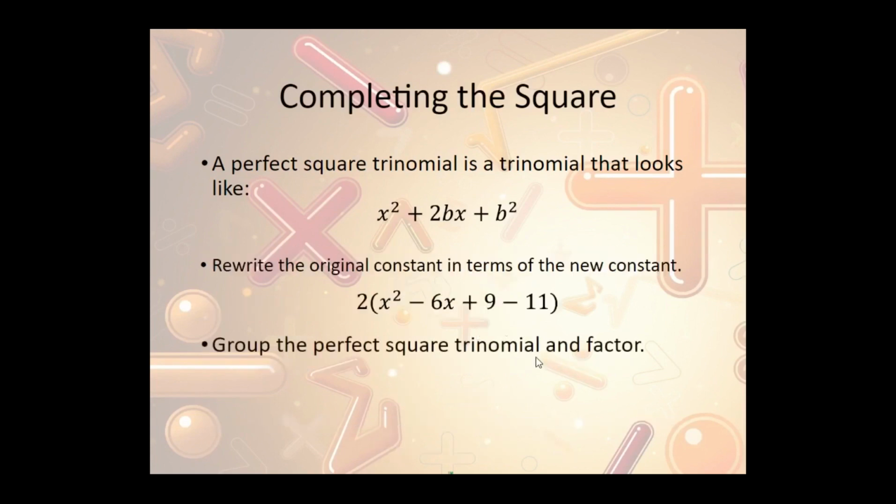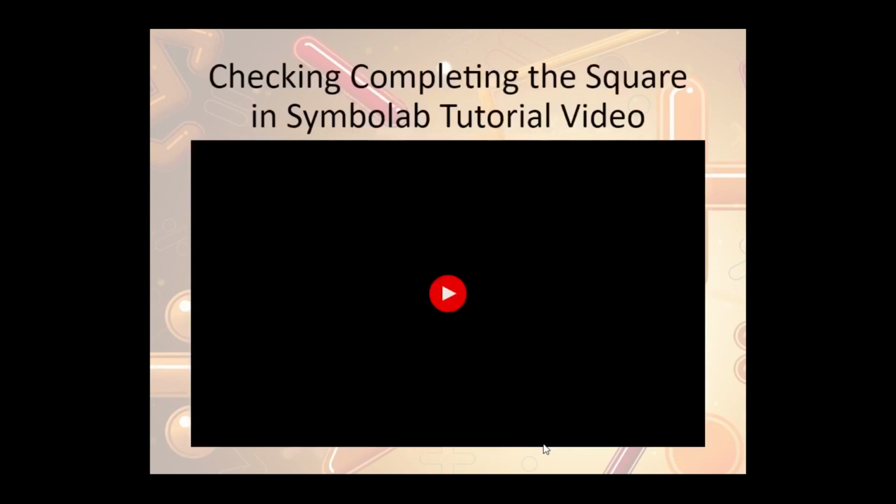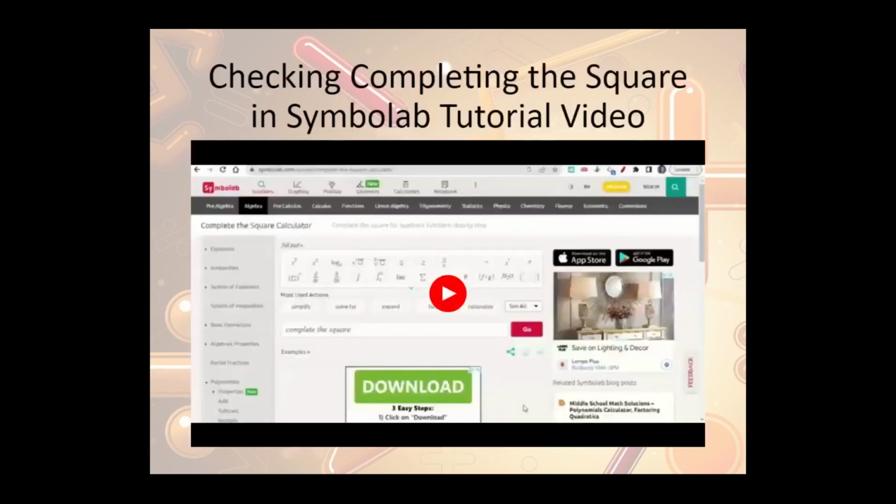Now we rewrite it as a perfect square trinomial. So we get x squared minus 6x plus 9, and that becomes (x minus 3) squared. Then we take this part and we just need to distribute the 2 back to it. So 2 times negative 11 is negative 22. So we get 2(x minus 3) squared minus 22. Now there's a video here that shows you how you can use Symbolab to help check your work when completing the square. So go ahead and watch that video now.